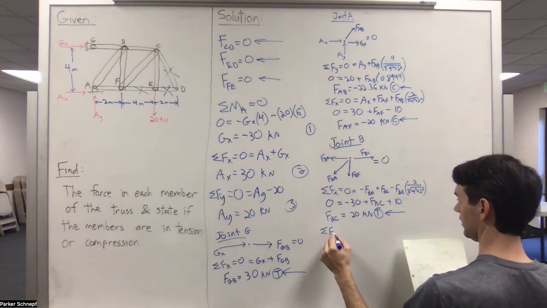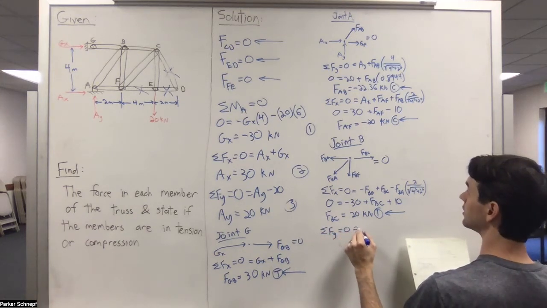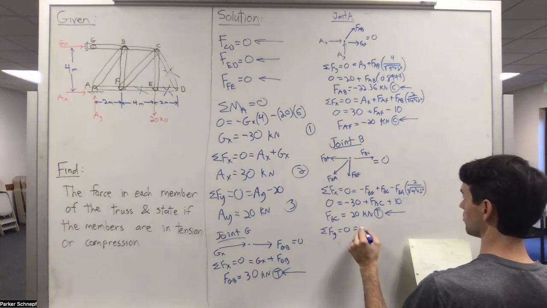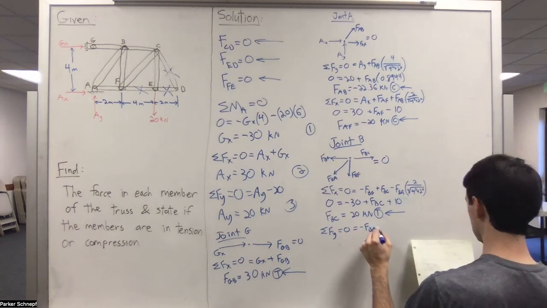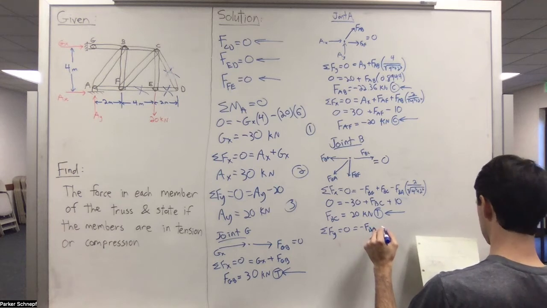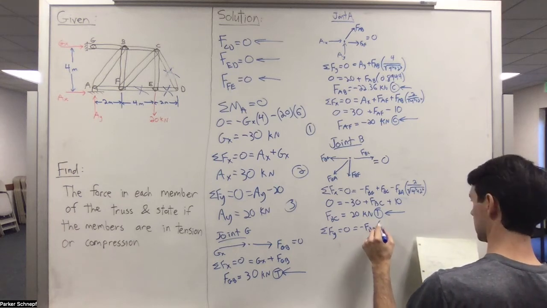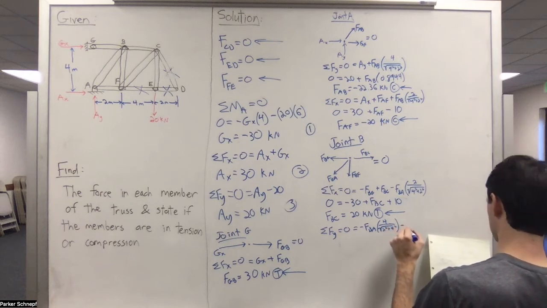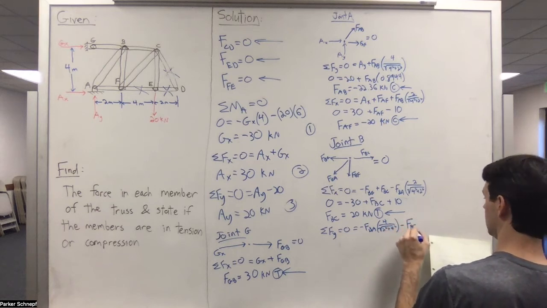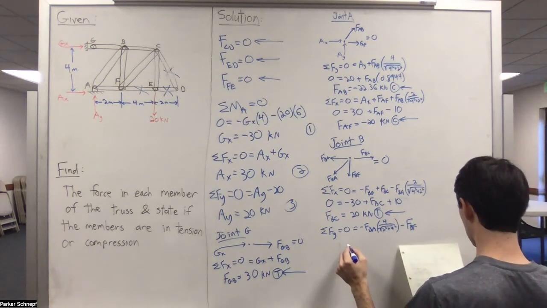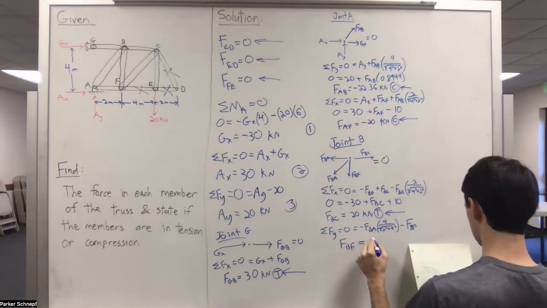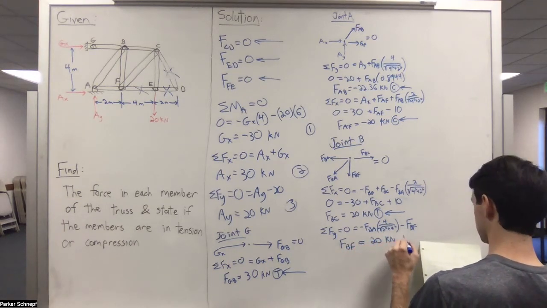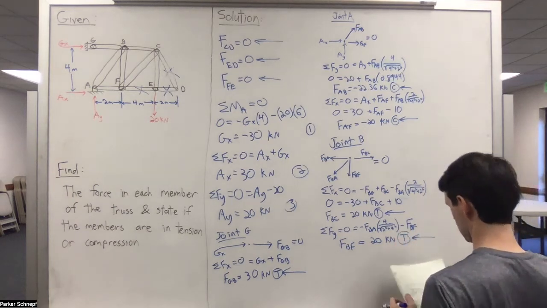Now, sum of the forces in Y. It's going to give me minus FBA times 4 divided by square root of 2 squared plus 4 squared minus FBF. And when I do the math, I end up getting that FBF equals 20 kilonewtons. That is in tension. All right.